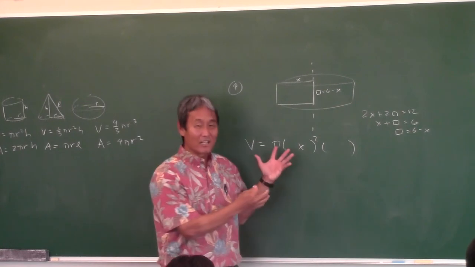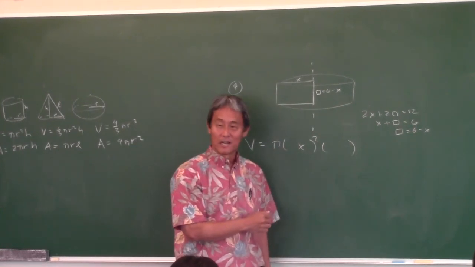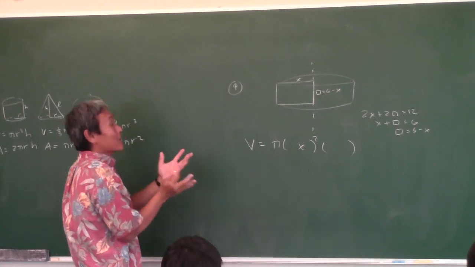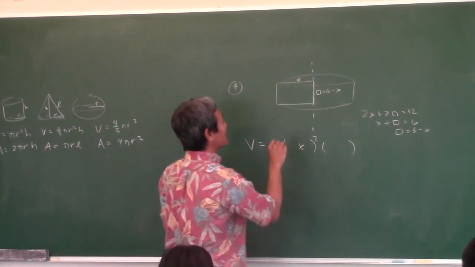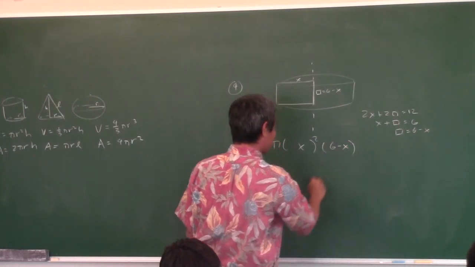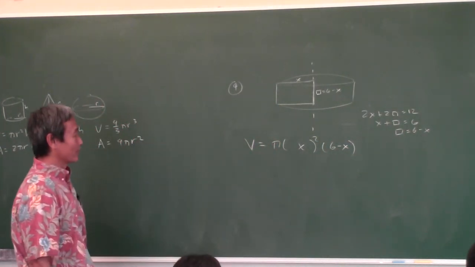I thought you guys were trained in Algebra 1 and Algebra 2 to do this. Whatever, I don't care how you do it, you gotta do it. So look at this picture, what is the height? 6 minus x. Okay, I'll just do that part for you.